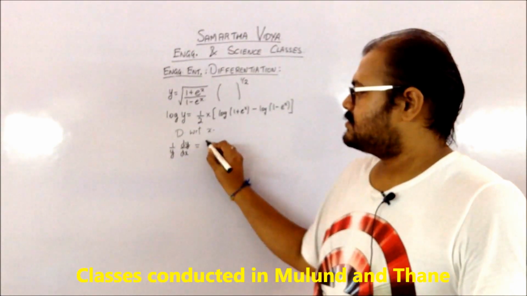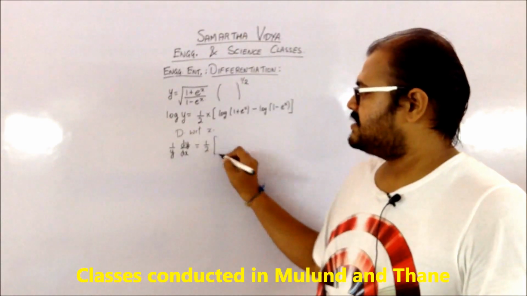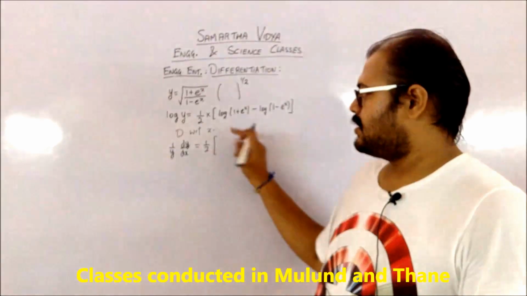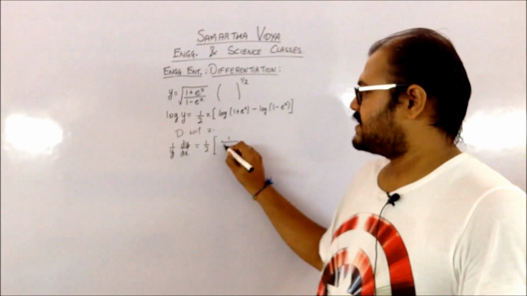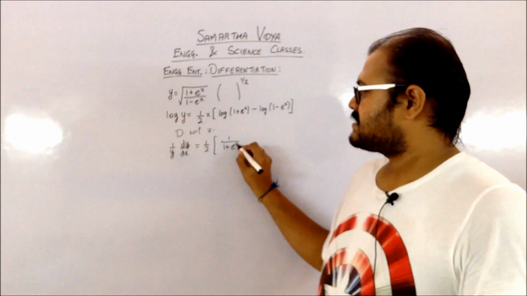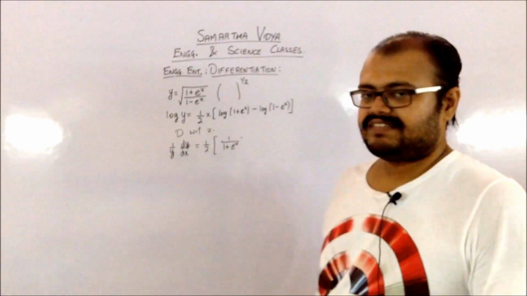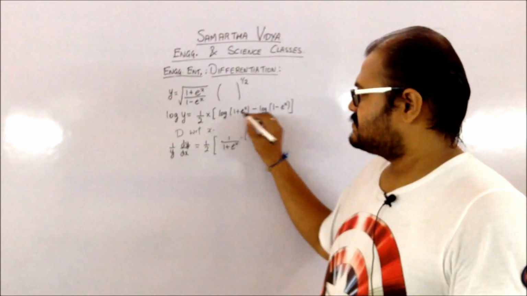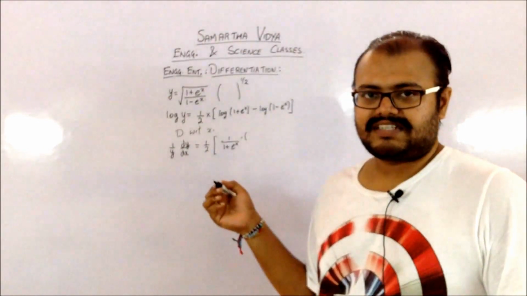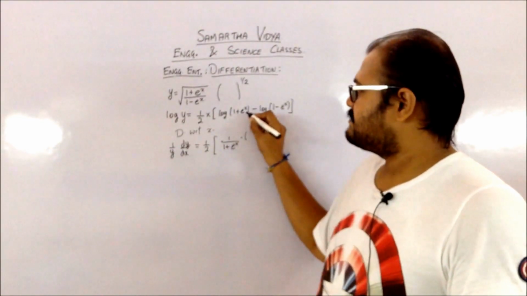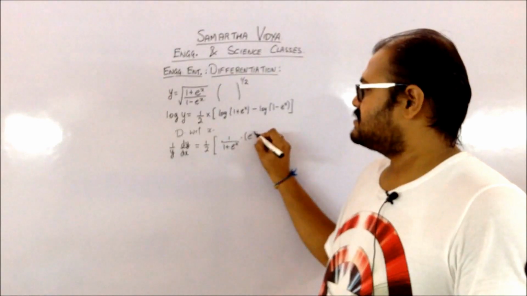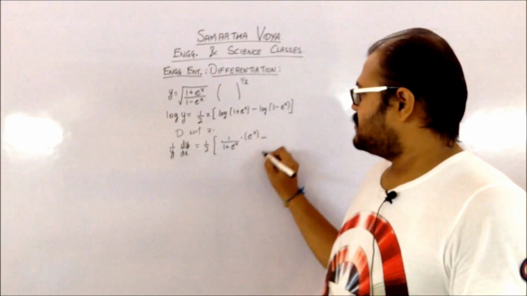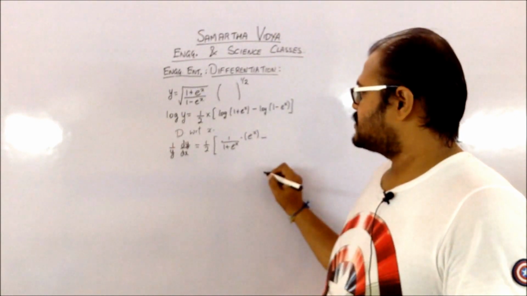This thing is equal to 1 by 2 into, you can see it's log of 1 plus e raised to x. So it's log of the term, which is 1 upon that term, into the derivative of the term which is present in it. You can see that inside it is 1, which is a constant term, so that's 0. And e raised to x, which is having the derivative as e raised to x. Then it's going to be minus of this particular thing.